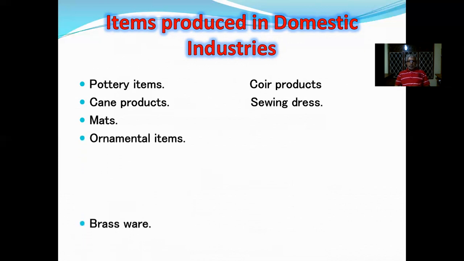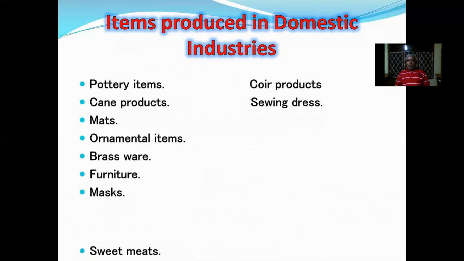Then pottery items, cane products, mats, ornamental items, brassware, furniture, masks, coir products, swing desks, sweetmeats are some of them. Now you know that they are produced using simple technology in cottage industry. Therefore, you can keep in mind, you can write them in your papers, and it is not a very difficult one to keep these domestic industries or cottage industries in your mind.